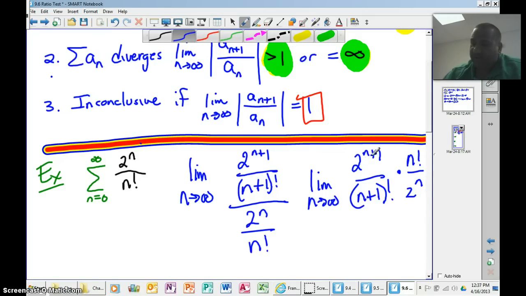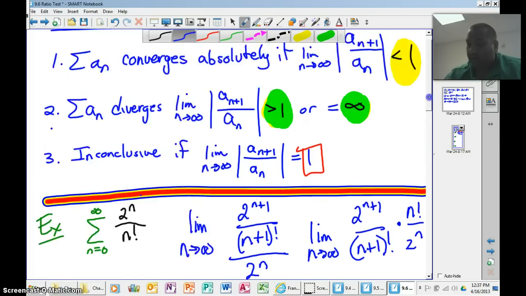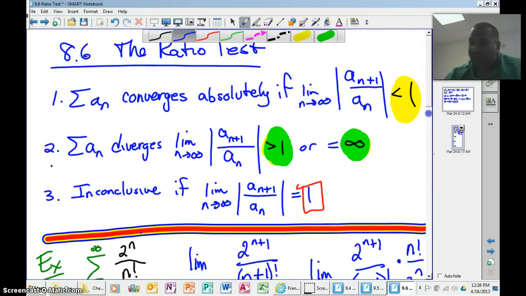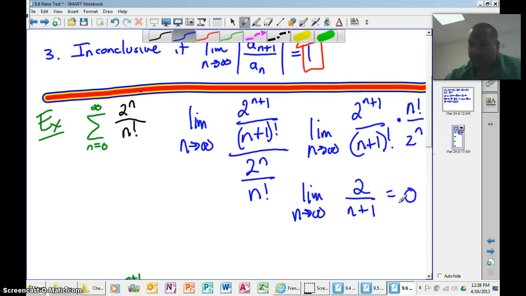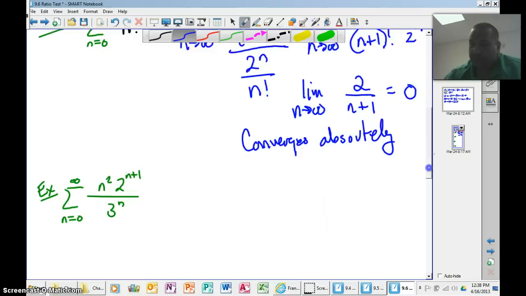It always kind of works like this. If this is 2^5 and 2^4, what happens is you're just left with 2. And then this is n factorial, like 5 factorial, this is 6 factorial. So you're just left with n plus 1. I send this to infinity, and I get 0, because this is getting infinitely large. What does this say? It converges absolutely if that happens. So this converges absolutely, because the limit equals 0.